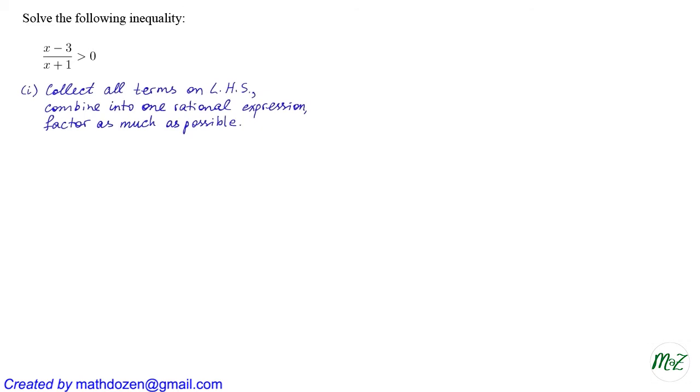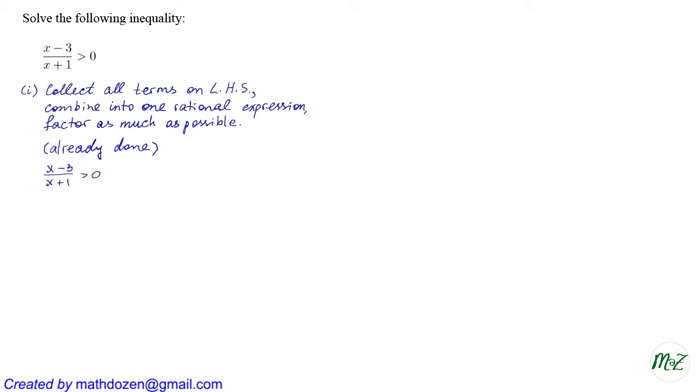In this problem, we're going to solve the following inequality: (x minus 3) over (x plus 1) being greater than 0. So what we're going to do, we're going to check that we have all the terms on the left-hand side and we have a single fraction on the left-hand side. So this is already done in this inequality.